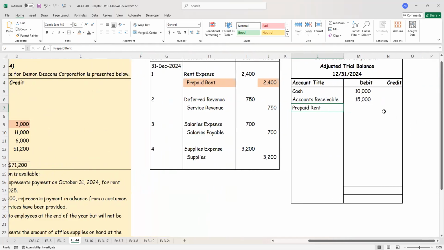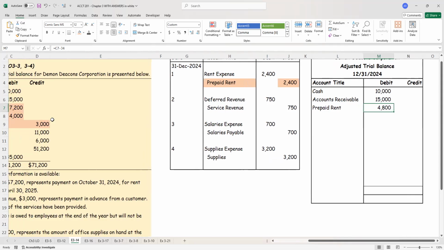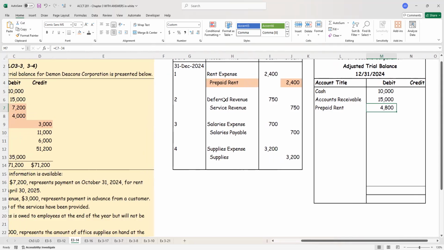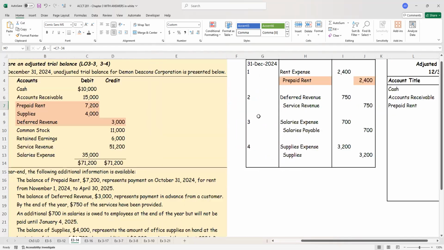So what remains with me, I'm sorry, it should be a debit balance that remains with me, is 4,800. Again, 7,200 minus 2,400. What was used up? My prepaid rent goes down to that extent.